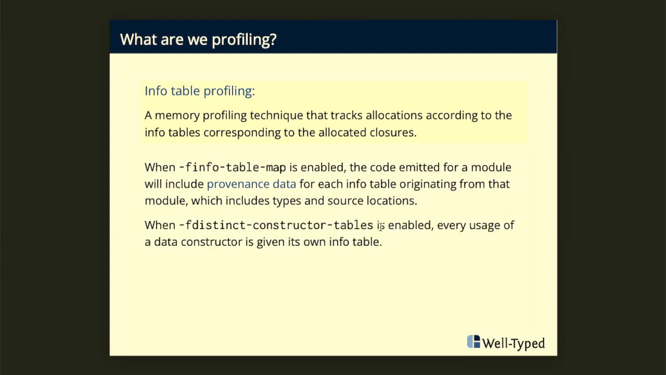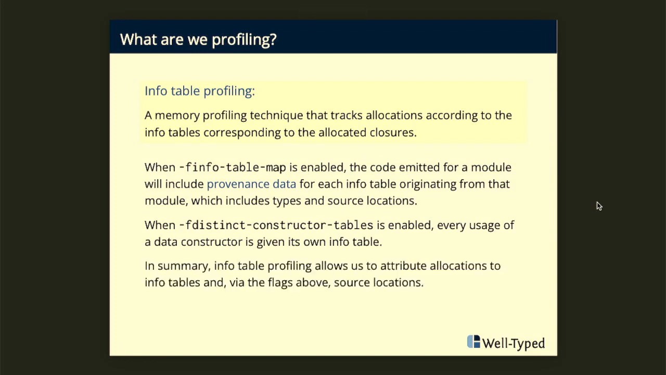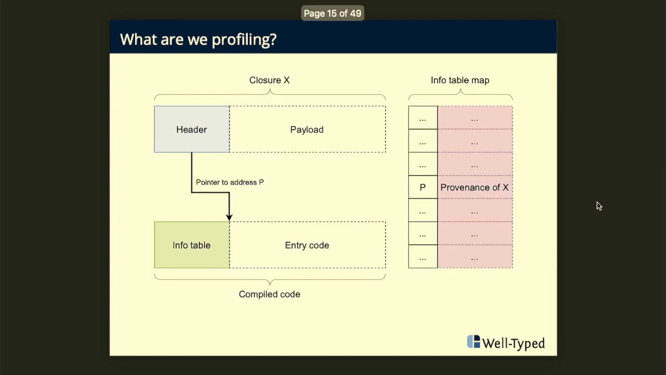And then when we use this other flag, -fdistinct-constructor-tables, every usage of a data constructor will be given its own info table. So in the end, if you use those two flags, you end up with info table profiling, you're able to attribute allocations to info tables, and then with those flags, source locations. And if you're using distinct constructor tables, you're getting allocations at every use site of a data constructor, which is very useful. And this is a diagram that I put together that sort of just shows everything that I just said. If you go to closure X, its header is going to reference an info table at some address P in your compiled code. And then in the info table map, that address P is actually going to map to the provenance data for those closures.